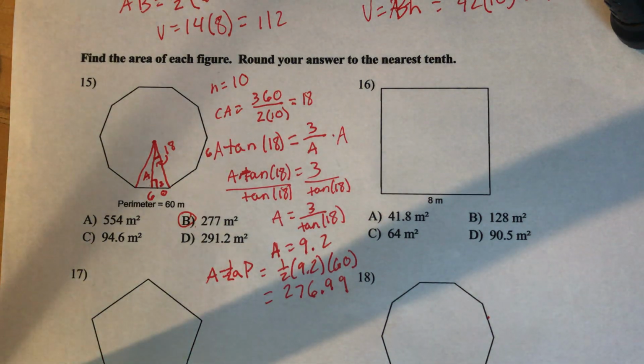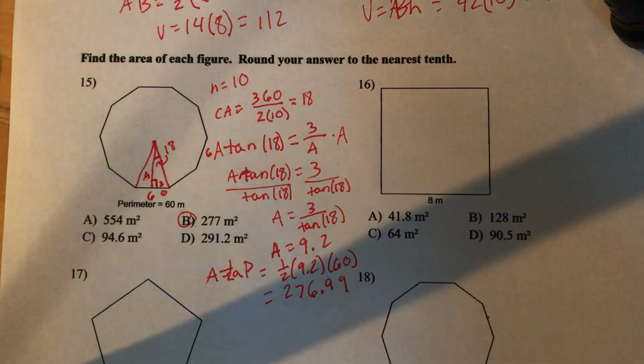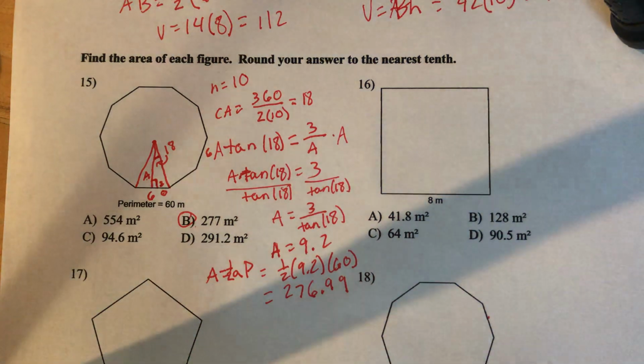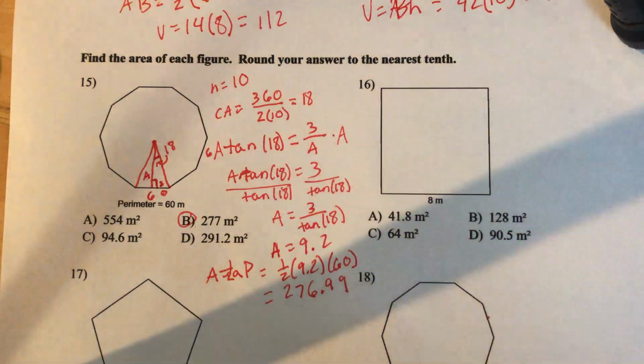And notice it says round to the nearest tenth. So if I did round that to the nearest tenth, this would round up and then it would round up again. So that makes sense. All right, so let's move on to this one.